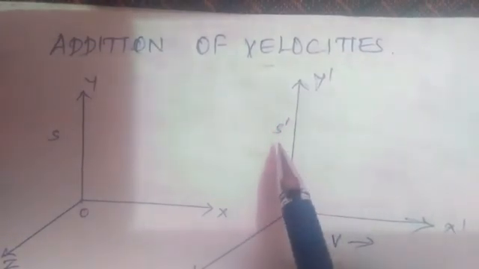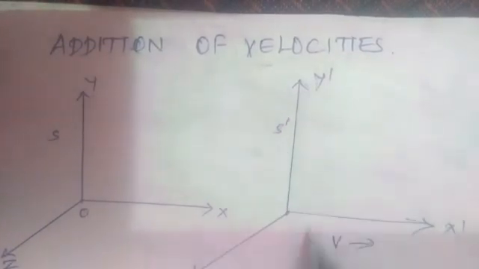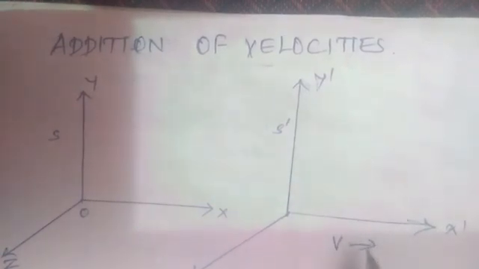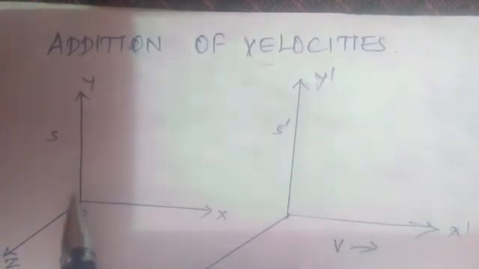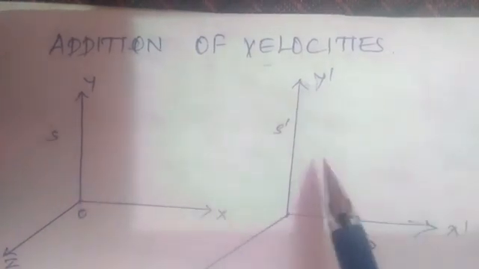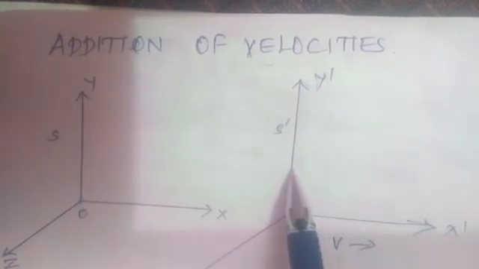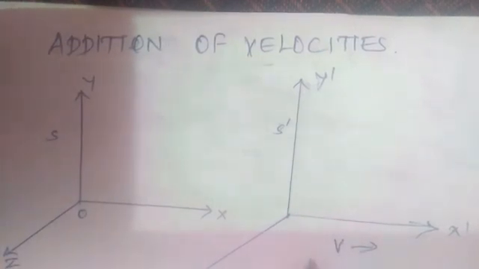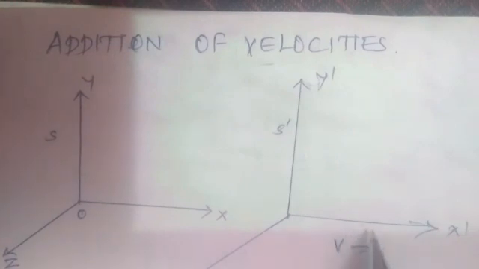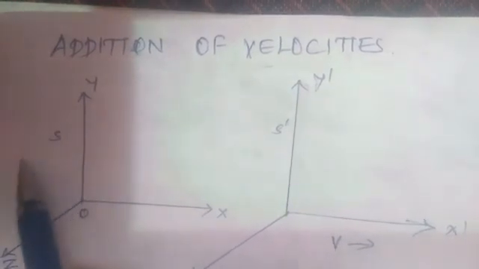Suppose this system S dash moves with a uniform velocity v relative to the system S, right? Suppose the system S dash moves with a uniform velocity v relative to the system S.